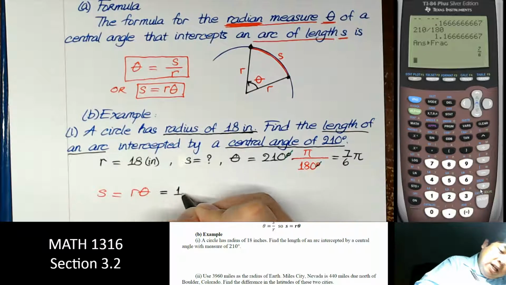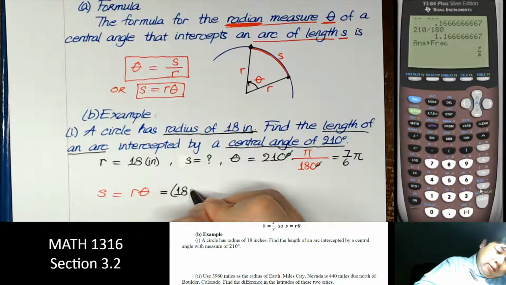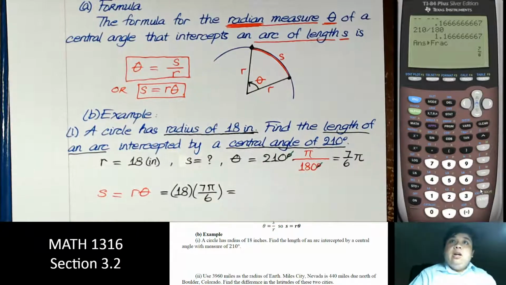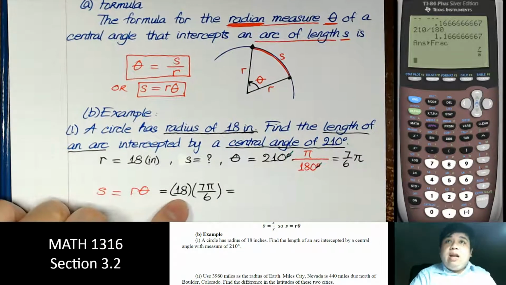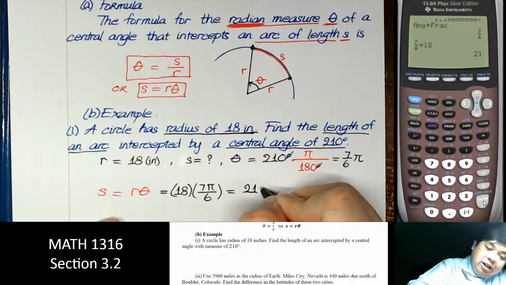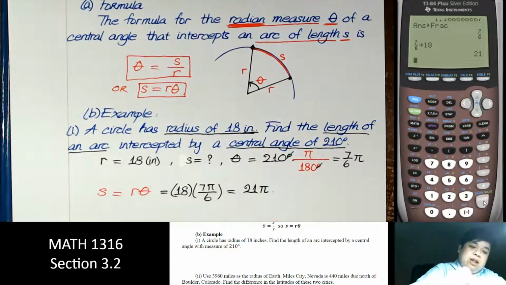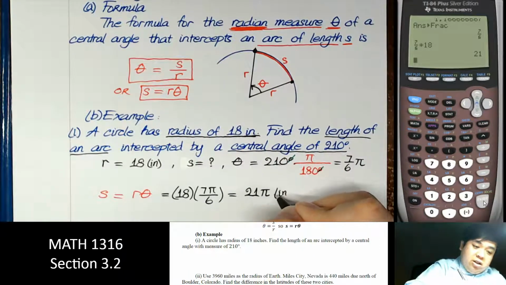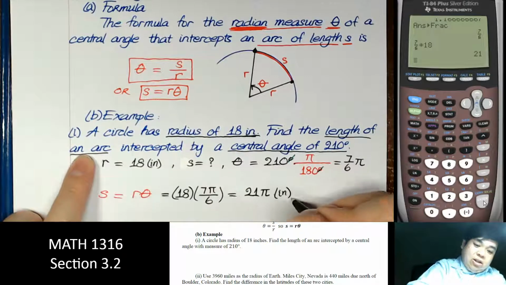The radius is 18 inches, and the measure of the angle is 7 pi over 6. So 7/6 times 18. Again, I leave pi out of it. It'll be 21. And at the end, I will stick a pi to it. So this is 21 pi. The unit will be inches, because the arc length is going to be in inches, same as the radius.